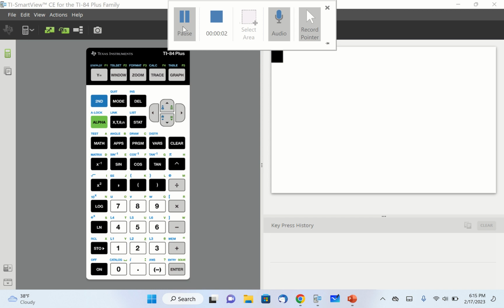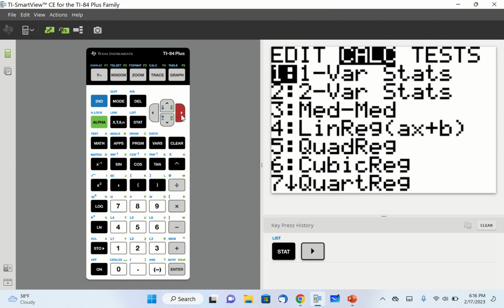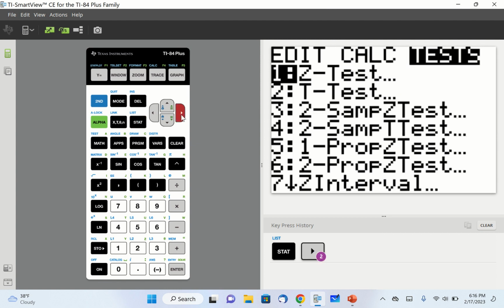Hi everyone, in this video we will perform a test of two independent population means with population standard deviations unknown. So we are using a test that's going to compare two independent populations and we do not know their standard deviations. For that reason, the t-distribution is used and the test is under stat. So select stat, go to tests, and it's option number 4. It's called two sample t-test.